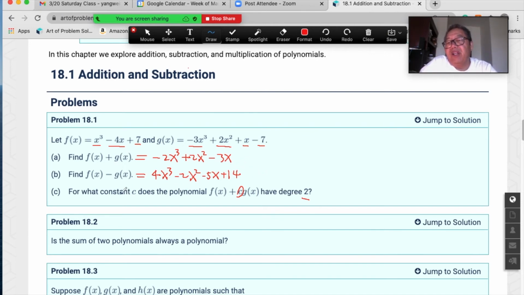So, Brandon, can you tell us what's the answer for C? I'm not sure on that one. Okay, let's see. What's your answer for C? For what constant c does the polynomial f(x) plus c times g(x) have degree 2?